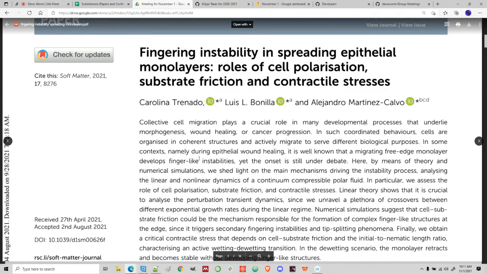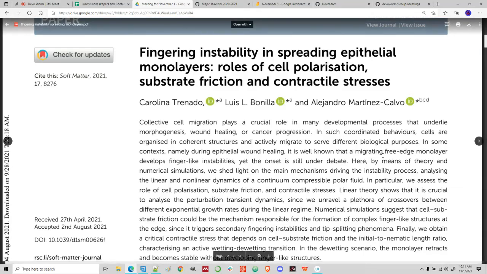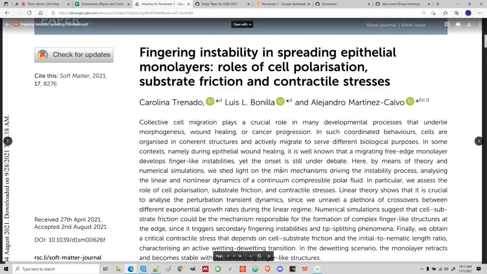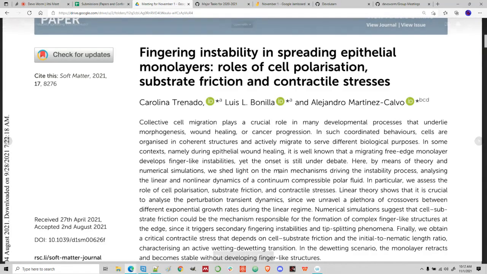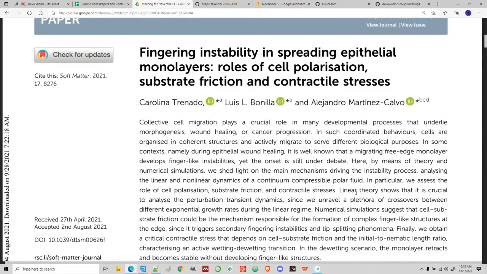In some contexts, namely during epithelial wound healing, it is well known that a migrating free edge monolayer develops finger-like instabilities. That means that as they move forward, the front edge forms these fingers that project out of the main front, and they form instabilities because they don't remain constant. They're constantly seeking out different directions. Yet the onset of these is still under debate. Here, by means of theory and numerical simulations, we shed light on the main mechanisms driving the instability process, analyzing the linear and nonlinear dynamics of a continuum compressible polar fluid. So they're looking at this in the context of a fluid.